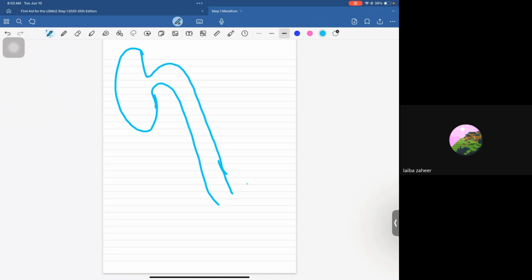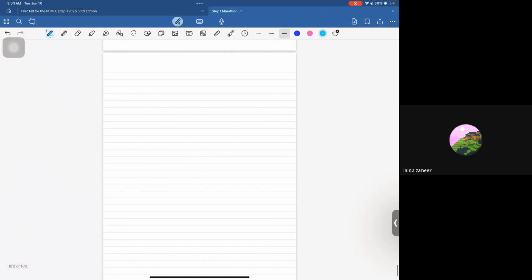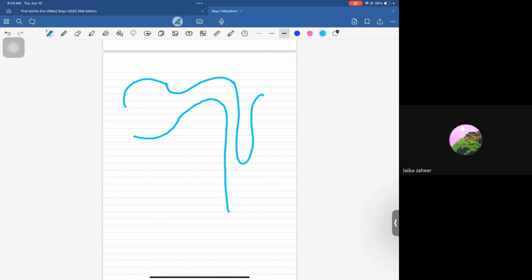Now, what is gonna happen is that whenever the urine is gonna back up here, it's gonna go back into the tubules. So if this is the Bowman's capsule, and ultimately this thing is connected to the ureter, it's gonna go here and get connected to the ureter.